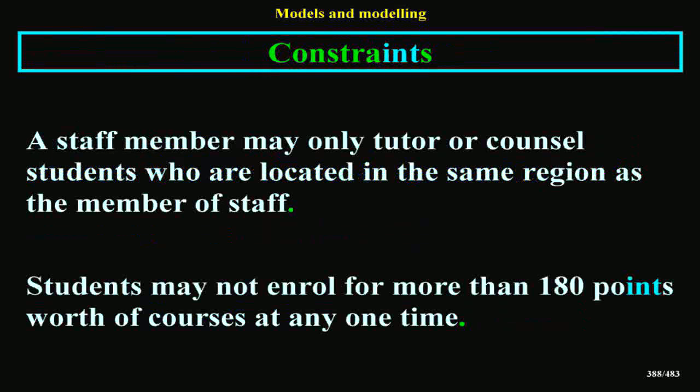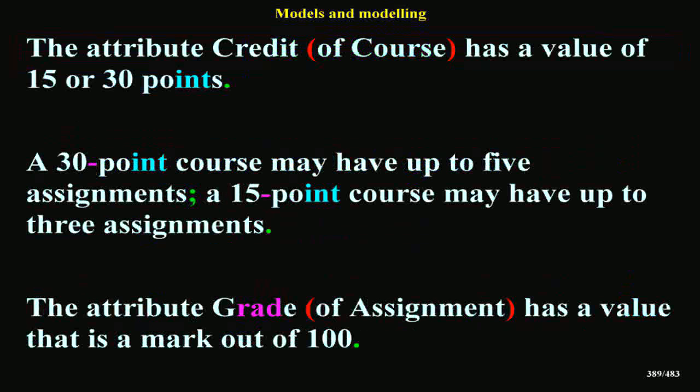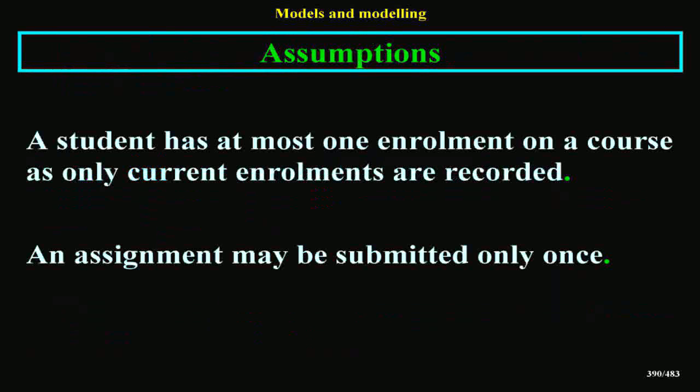Constraints. A staff member may only tutor or counsel students who are located in the same region as the member of staff. Students may not enroll for more than 180 points worth of courses at any one time. The attribute credit of course has a value of 15 or 30 points. A 30-point course may have up to 5 assignments. A 15-point course may have up to 3 assignments. The attribute grade of assignment has a value that is a mark out of 100. Assumptions. A student has at most one enrollment on a course as only current enrollments are recorded. An assignment may be submitted only once.